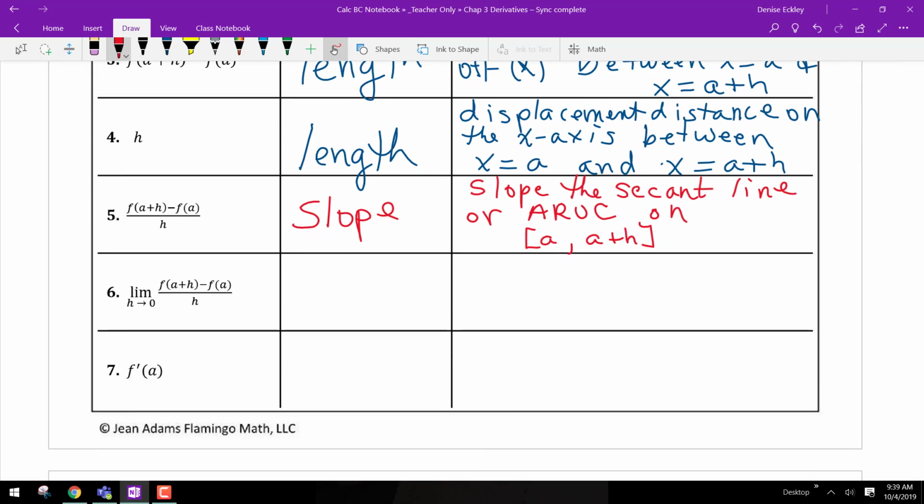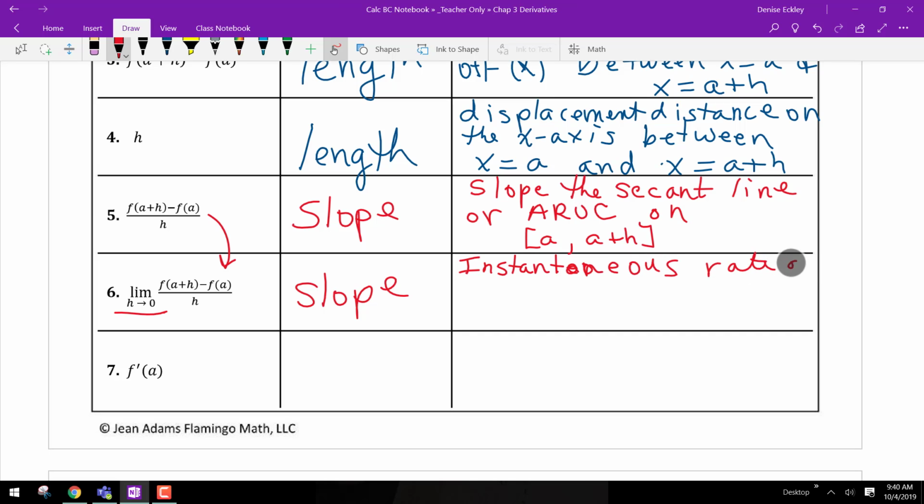Number 6 is also a slope because we still have the same difference quotient, but now we're taking the limit of it. So this is a slope. And this is now the instantaneous rate of change, at just one point now, x equals a. Okay? You could also say it is the slope of the tangent line, and that's only for x equals a.